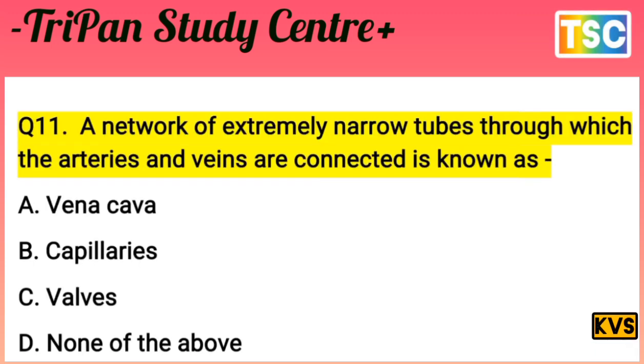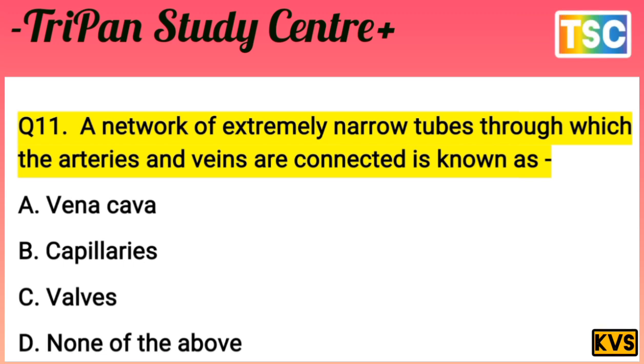Next question on your screen. A network of extremely narrow tubes through which the arteries and veins are connected is known as: A. Vena cava, B. Capillaries, C. Valves, D. None of the above. The question is clear.